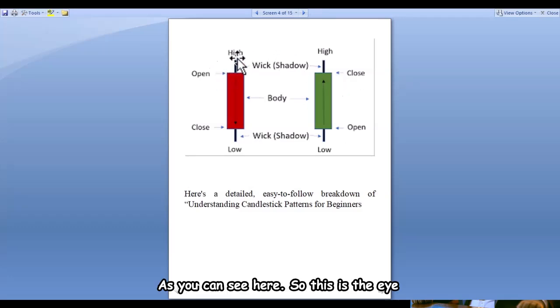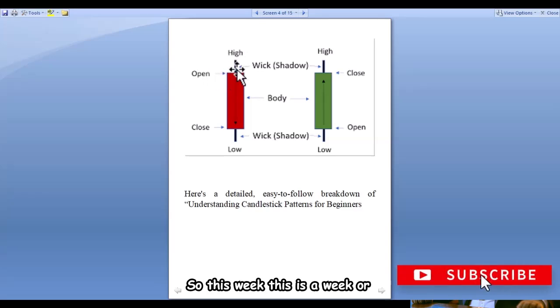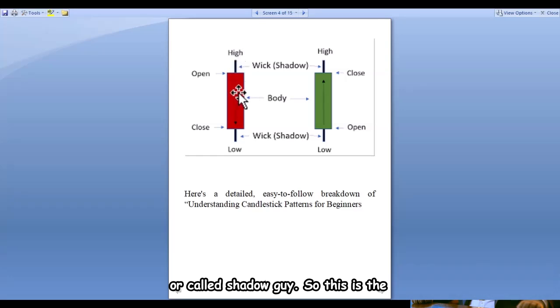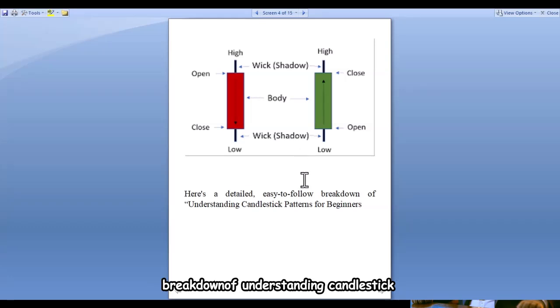As you can see here, this is the open, guys. This is a wick, also called a shadow. This is the body, and this is a bearish candle, and this is where the price closed. But before the price closed, this is the highest high the price got to before it came back here to close. This is also called a wick or shadow. The same thing goes for the bullish candlestick, guys. As you can see, high, low, open and close. So that's just simple. Now here is a detailed, easy to follow breakdown of understanding candlestick patterns for beginners.